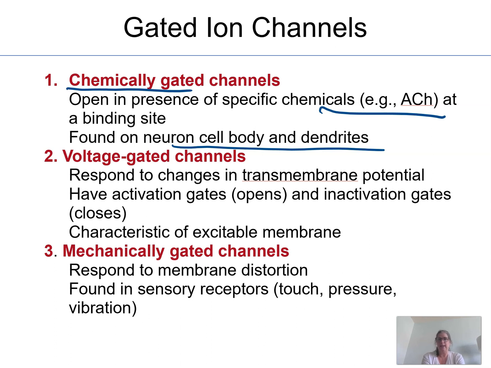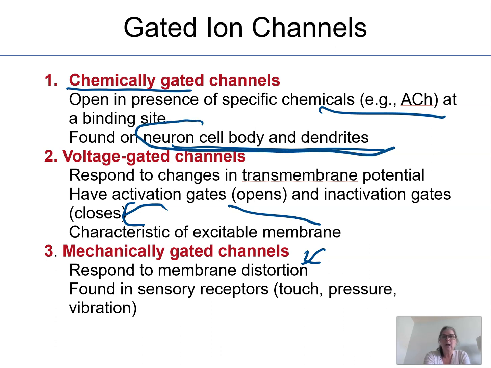The voltage gated can actually open and close. So we have these activation gates where they can open or they can close. And these are what we see in excitable membranes. We saw this in muscle. They're going to open or close in response to the charge across the cell membrane, which we're going to measure in millivolts. When we look at mechanically gated, they mainly respond to mechanical stimulation, like the membrane moves, so like touch or pressure or vibration. And mechanically gated channels are also only found on the cell body and the dendrites.